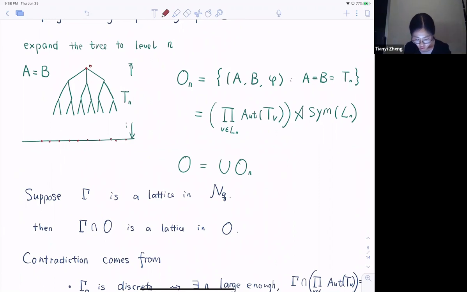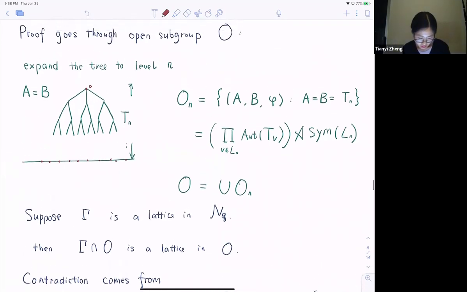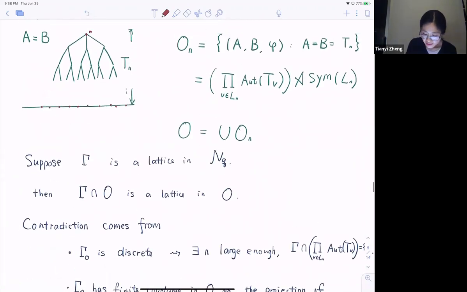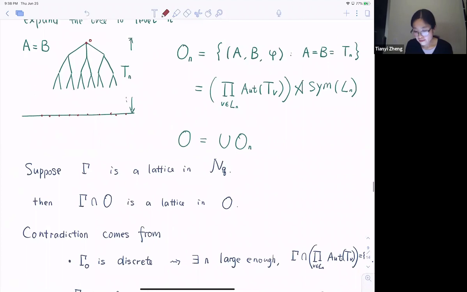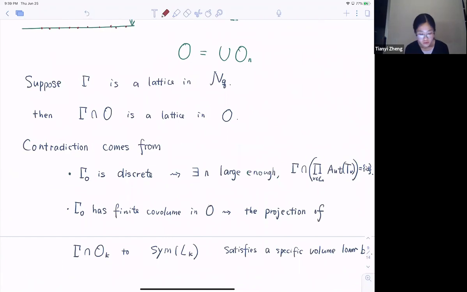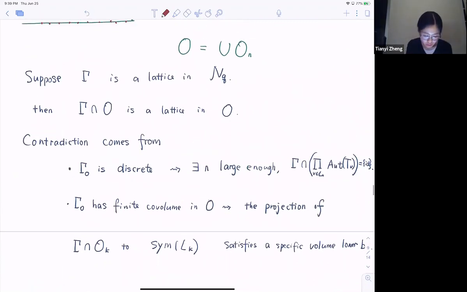And then you take O to be the increasing union of the O_N. So O_N itself is an open subgroup, and O is the union of these O_N. Now the proof goes like this. You want to understand why N cannot have any lattice. Suppose you manage to find one, and you want to derive a contradiction. The proof goes through inducing the lattice in O.